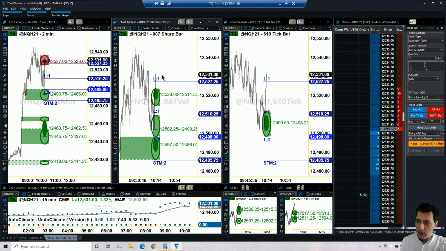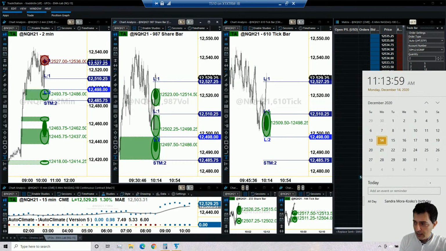So we just need, well, actually now it has been hit. Every time I draw on the screen, I freeze it. So now that I have unfrozen the screen, you can see that target will be hit. We could consider a further target, but I'm not going to do it because we haven't been filled. So I'm just going to wait to see if we get filled on the trade or not.